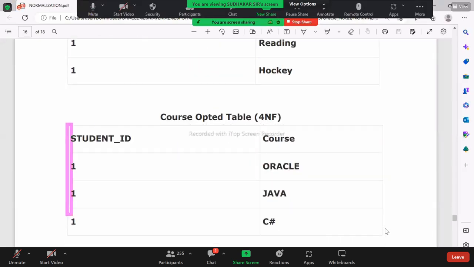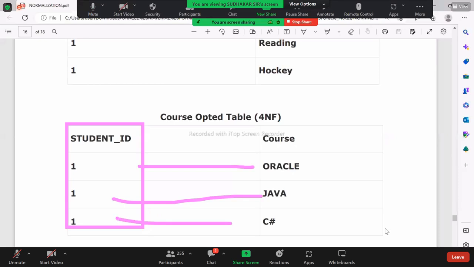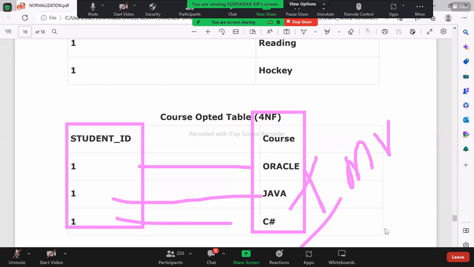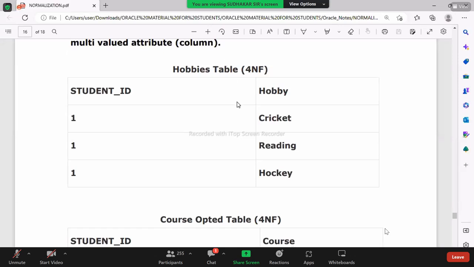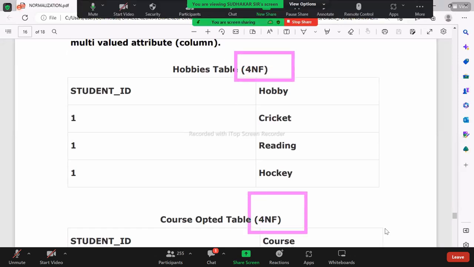Next, come to the course table. In course also, it is the same, different values. So this is multi-valued. How many are there? Only one is there. So this is also satisfied. So now these two tables are called 4NF. That's why I'm giving it in brackets: 4NF satisfied. When your table has more than one independent multi-valued column, then that table can be decomposed into multiple tables. And if you decompose like this, these decomposed tables are called 4NF.